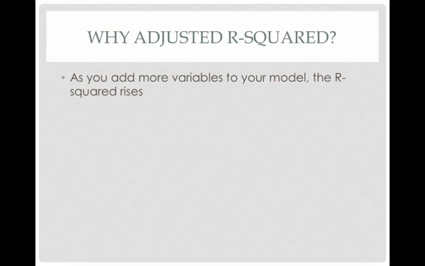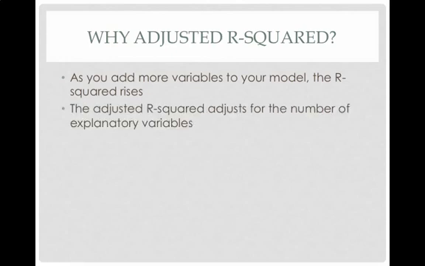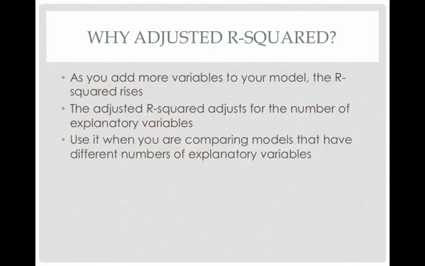Okay, why do I use the adjusted r-squared? As you add more variables to your model, the r-squared will rise. And the adjusted r-squared adjusts for the number of explanatory variables. So you should always use it when you're comparing models that have different numbers of explanatory variables. Next up, generating the regression estimates.